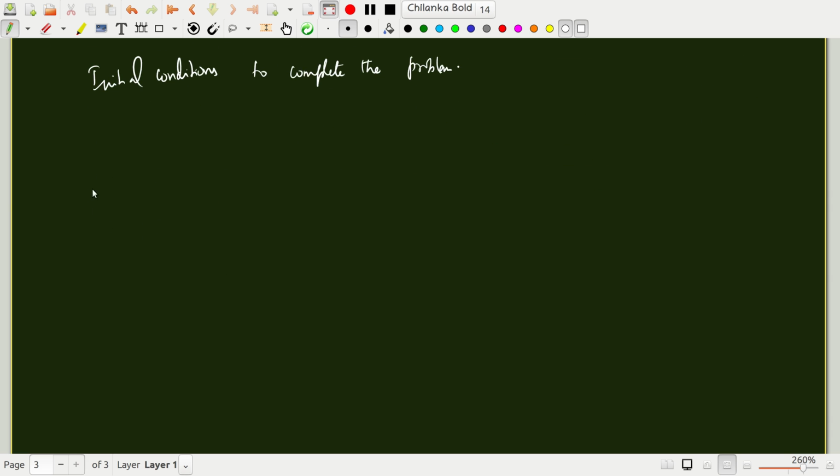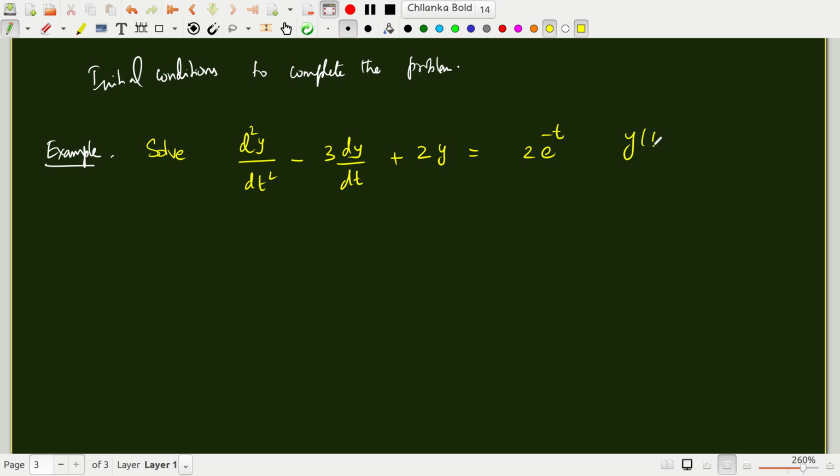Okay, so let's take an example. Let's say we want to solve d squared y by dt squared minus 3 dy by dt plus 2y is equal to 2e to the minus t. Now we are given that y at t equal to 0 is 2, y prime, that is dy by dt, is 1. Okay, let's say this is the problem that we want to solve. So we have to take the Laplace transform of the entire equation first.